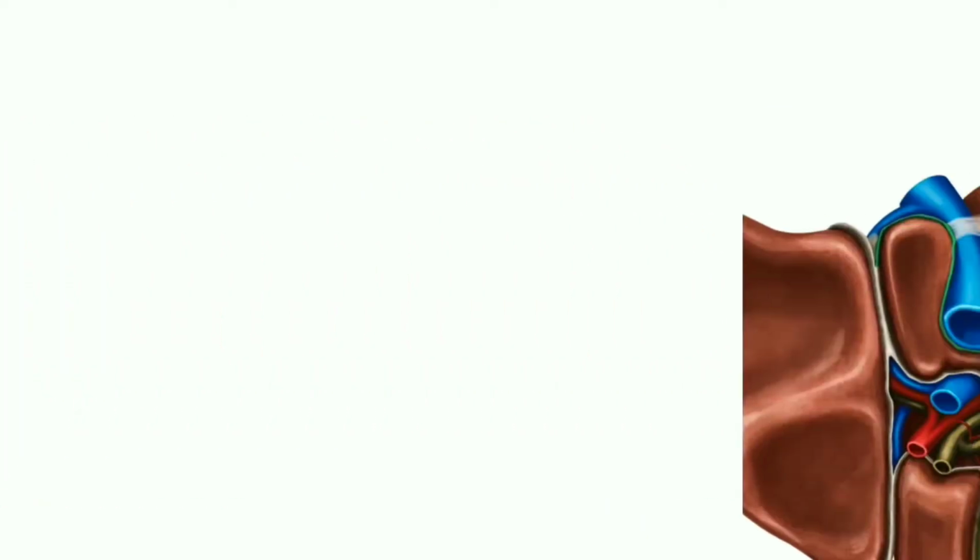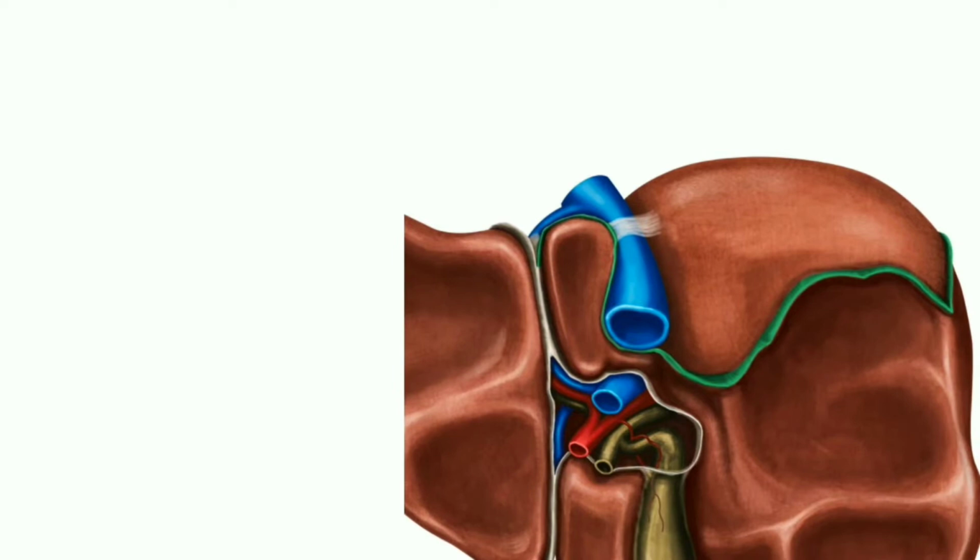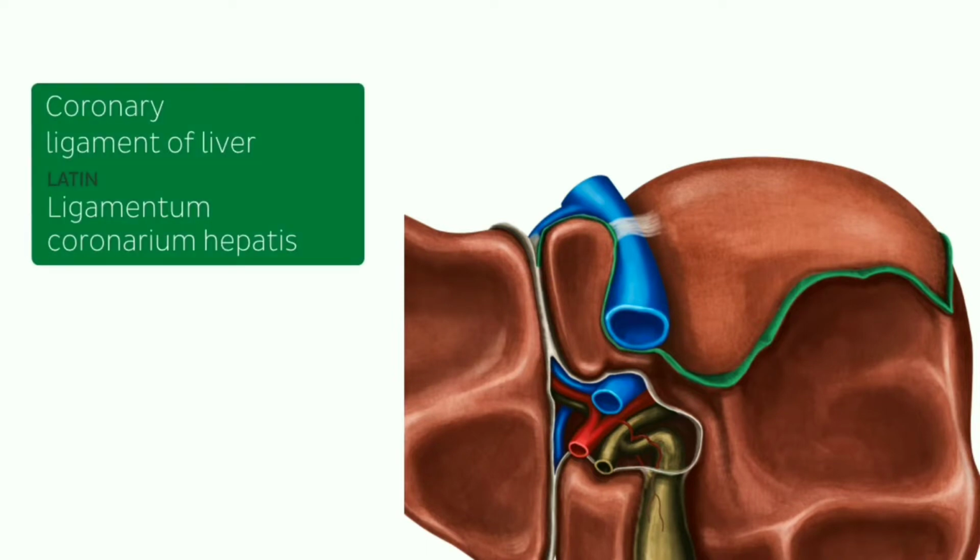Now that we've covered the lobes of the liver, let's look at the ligaments that attach the liver to its position and are visible from this perspective. The coronary ligament, seen here from the inferior aspect, is one of the ligaments that attaches the liver to the inferior surface of the diaphragm. This ligament is a reflection of peritoneum that extends from the diaphragmatic to the visceral surface of the liver.